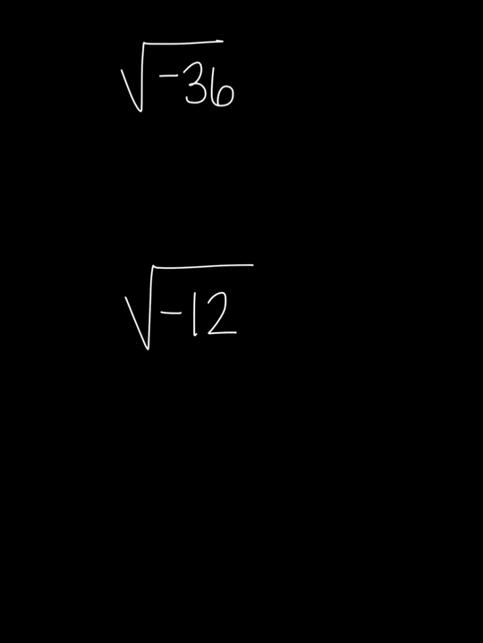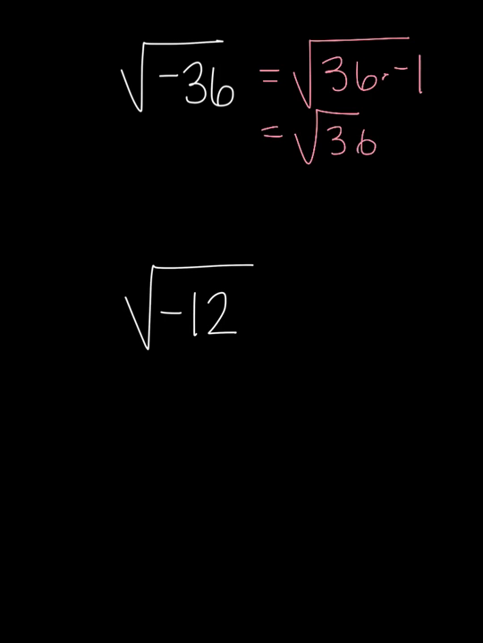Okay, let's try again. What if we had negative 36 in our square root? So we think of that as a square root of a positive 36 and a negative 1. So we can think of square root of 36 times square root of negative 1. And we know the square root of 36, that's a perfect square. We'd have 6i.